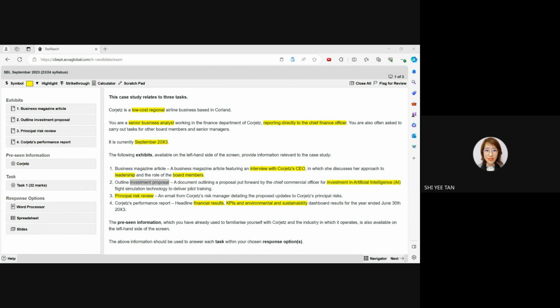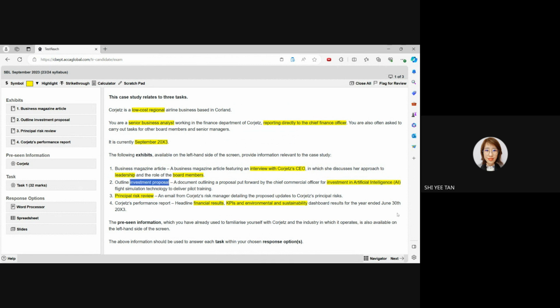Number one is the interview with the CEO. We'll expect wordings, a lot of wordings. Number two is the investment proposal. There will be some figures maybe, and then some introduction about this AI thing. Number three is about risk. Number four is about financial result, more figures. Okay, so you have read this. You already have some important figures. Then now you are going to look at the task.